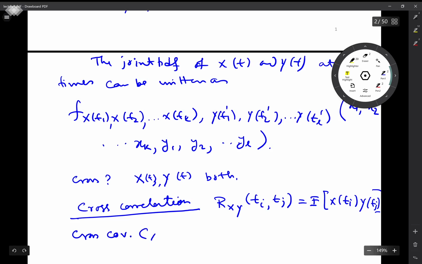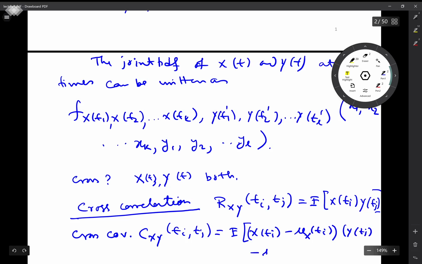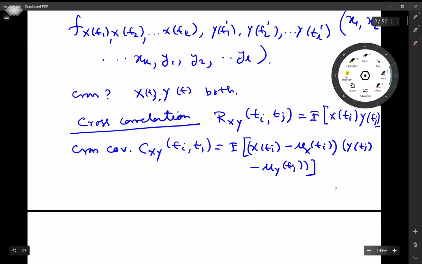We can define the cross covariance as Cxy(Ti, Tj) equals E of [X(Ti) minus mu X(Ti)] into [Y(Tj) minus mu Y(Tj)], and this can again be proved to be Rxy(Ti, Tj) minus mu X(Ti) into mu Y(Tj), right?